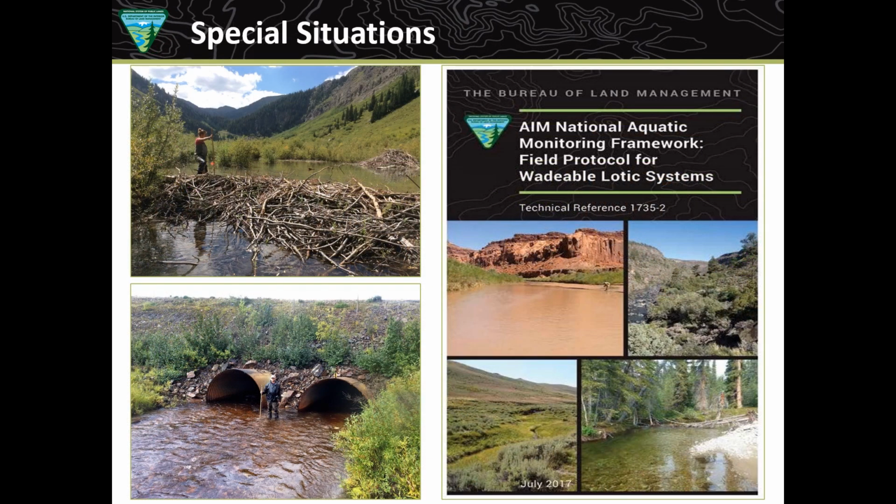Many stream and river systems are more complicated than those systems for which the main Aquatic AIM field protocol is designed. Appendix C contains several adaptations that can be made in the main protocol so that good data can still be collected. When arriving at a special situation site, this section of the field protocol should be referenced repeatedly to ensure that the site is being sampled correctly.